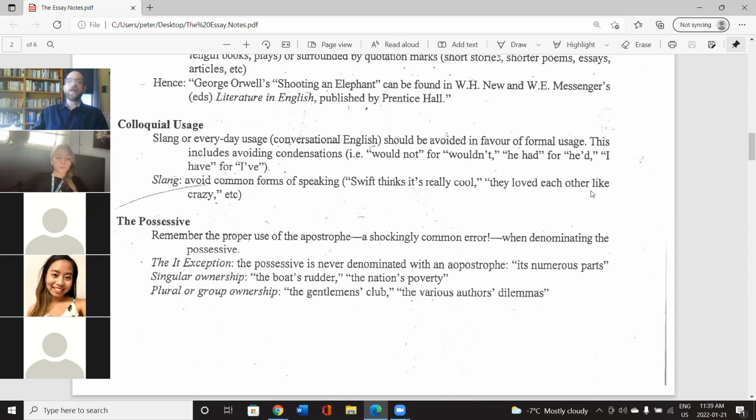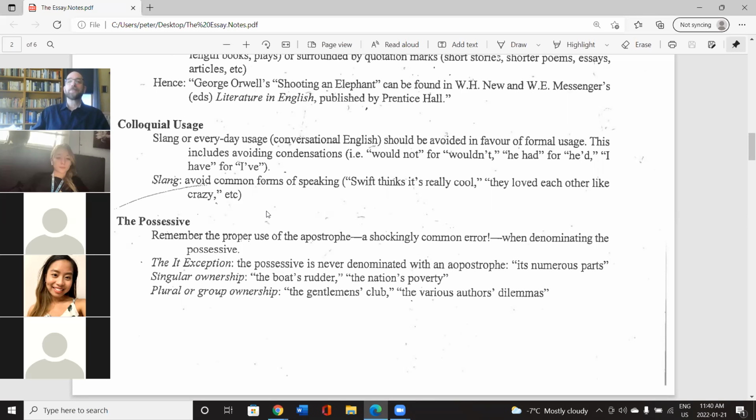That dates me. They loved each other like crazy, and so on. Avoid colloquialisms and anachronisms, and always employ as formal a language as you can, okay?